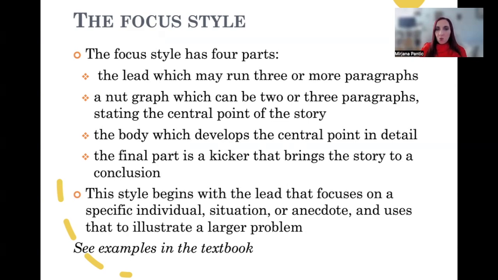The style begins with a lead that focuses on a specific individual situation or anecdote and uses it to illustrate a larger problem. And I forgot to mention, there is a final part of a story that utilizes the focus style, and it's called a kicker. This brings the story to a conclusion. So there is a form of conclusion in those stories that utilize the focus style.